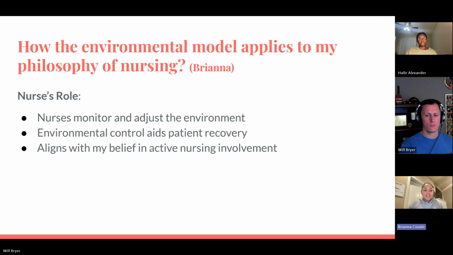So the nurse's role is to monitor and adjust the environment where you can. Environmental control aids patient recovery, and it aligns with my belief to be an active nurse and be involved in patient-centered care directly.